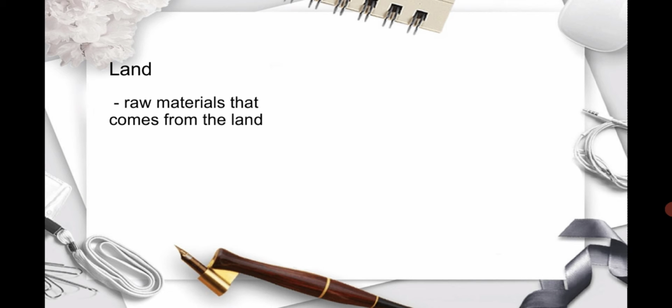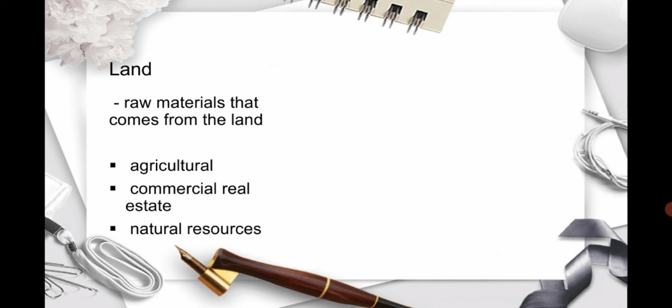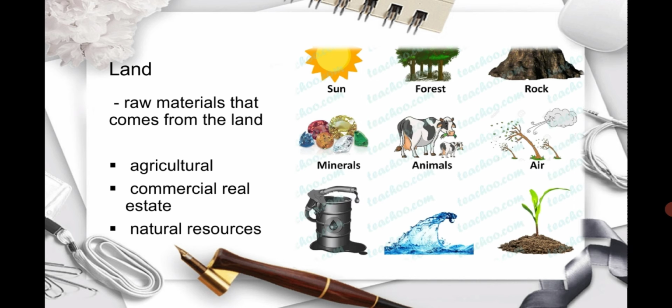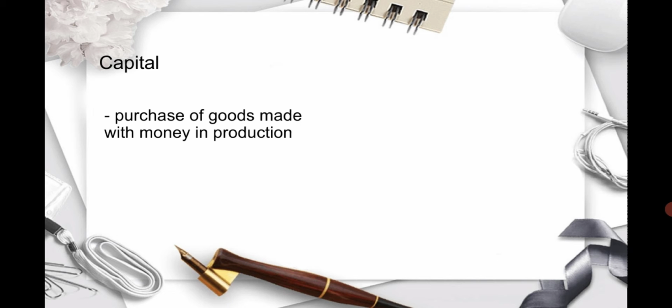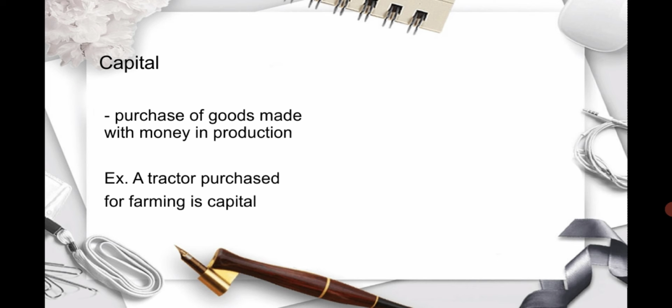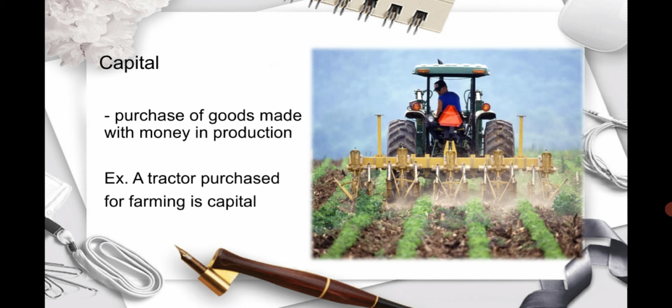Land refers to raw materials that come from agricultural land to commercial real estate to the natural resources, such as the energy from the sun, forest, rock, minerals, animals, air, and many more. Next is the capital. In economics, it typically refers to money, but money is not a factor of production because it is not directly involved in producing goods and services. However, capital is the purchase of goods made with money in production. Like in the given example, a tractor purchased for farming is an example of capital.